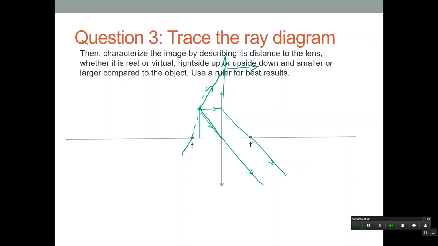Now we've got to find where the image is. So we have to work backwards from the refracted ray. Remember, it's always a refracted and a reflected ray. So this one's going all the way back here. This one's going all the way back here. This one's going all the way back here. So there you go. There's my image. Is that image larger or smaller than my object? Larger, right side up, virtual or real? Yeah, virtual.